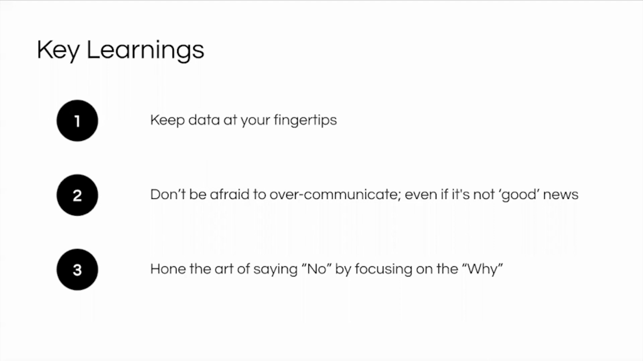And the last thing here is to hone the art of saying no by focusing on the why. And this is a skill that you need to develop over time. But as a PM, you don't really tell people what to do, right? You need to convince them. So you've got to focus on the implications of conflicting priorities. You've got to really think about how you're approaching something in a constructive mindset and not being very personal.